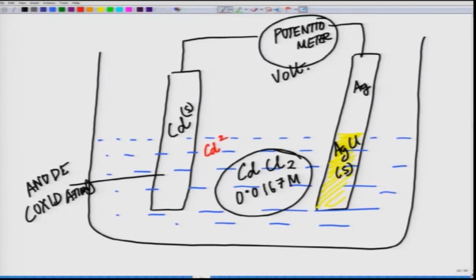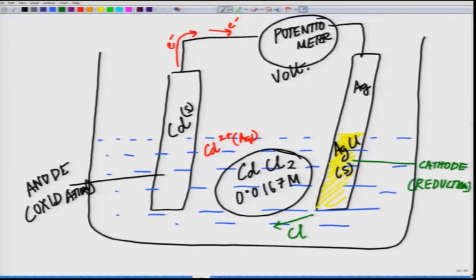Cadmium 2 plus will go to the aqueous solution. So, in that case there will be an electron which will be generated, which will be traveling in this circuit like this. Okay. Whereas, on the AgCl solid electrode, which in this case is a cathode, essentially a reduction is happening. In this case, the chloride will come out into the solution, Cl minus in the aqueous solution, and here you are having the AgCl solid electrode.